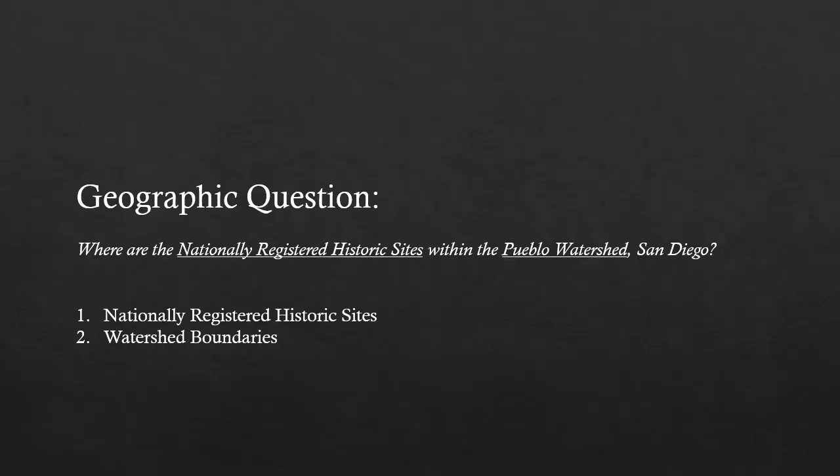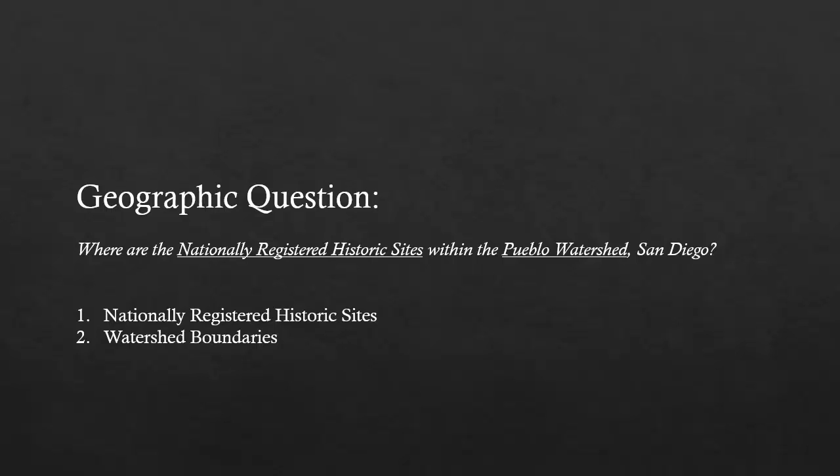So what I want to know is, where are the nationally registered historic sites or buildings within the Pueblo watershed, which is in San Diego County? And so, taking that apart, I know that I'm going to need at least two different layers. That is, the National Register of Historic Sites and then the watershed boundaries itself. So where do I get this data from?